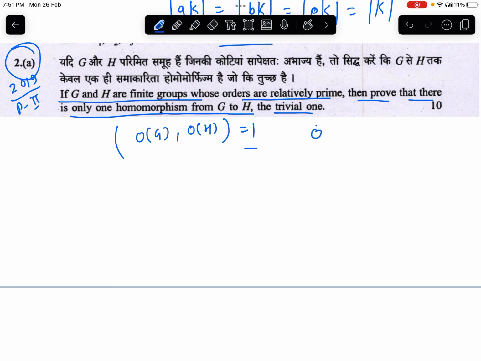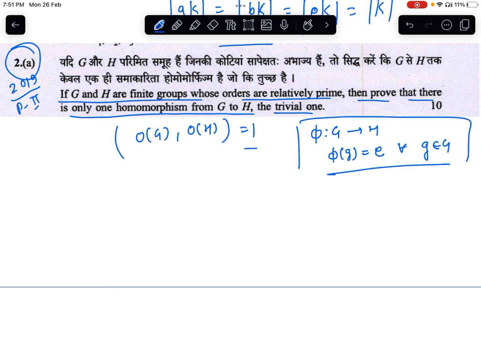Trivial homomorphism means phi is a homomorphism from G to H and phi of g is equal to identity for all g belonging to capital G. Or we can say that phi of G is equal to the singleton set identity. That means its range set is identity only, which is a trivial homomorphism. We need to prove that there is only one homomorphism, that is the trivial homomorphism. There does not exist any other homomorphism which can be non-trivial.